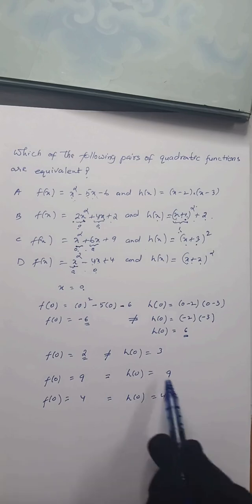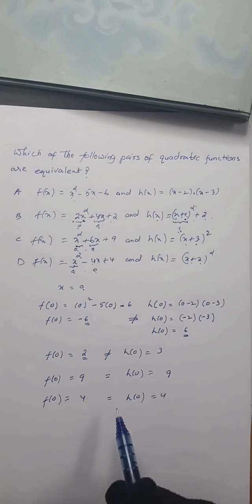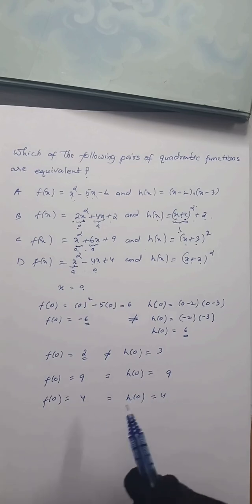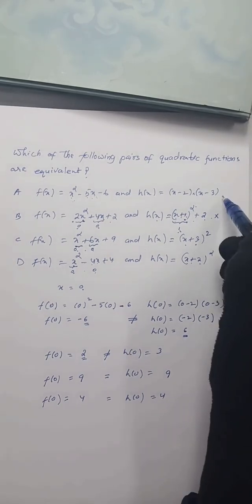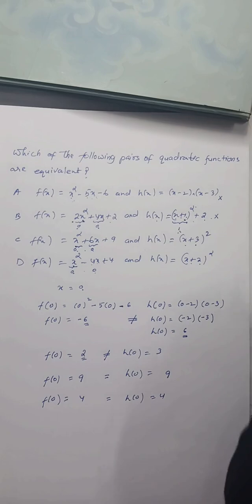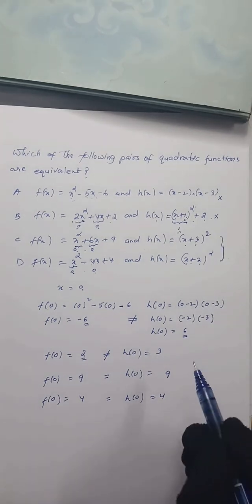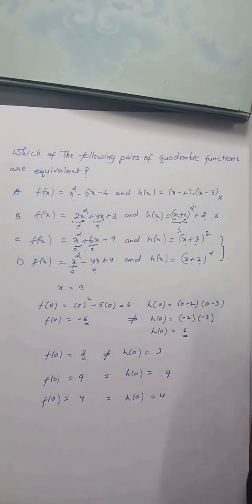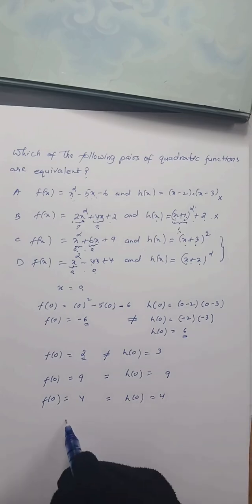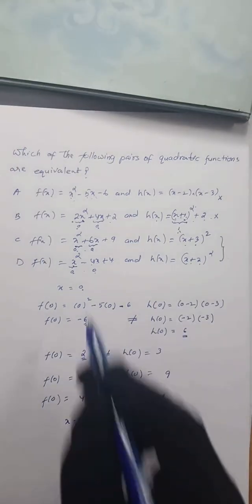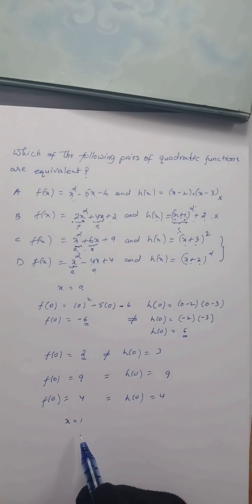Now, if you have more than one answer coming, you have to substitute again. We are done with these two functions. We know that they are not equivalent. You just have to substitute again x is equal to any number you would like to. But I recommend everyone to take the smallest number. We are done with 0 and now I'm going to take x is equal to 1.